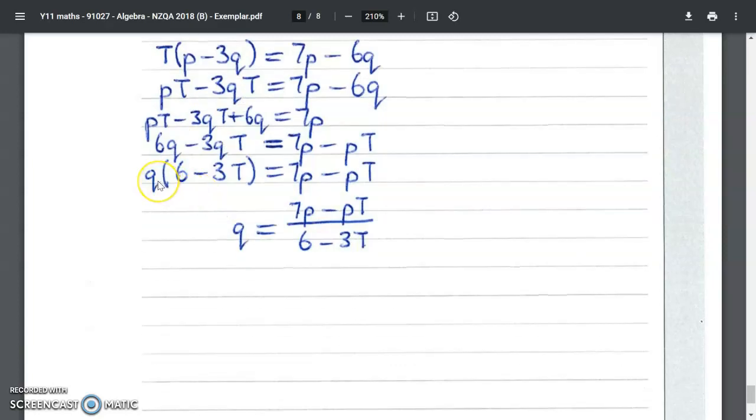Then I'm factorizing to take out q. So taking out the q, and then I'm going to have 6 minus 3t in brackets. And then last step is to divide everything on both sides by the 6 minus 3t to cancel out the multiplication on the left and leave me just q on the left. And 7p minus pt divided by 6 minus 3t on the right. And that's the end of the page.